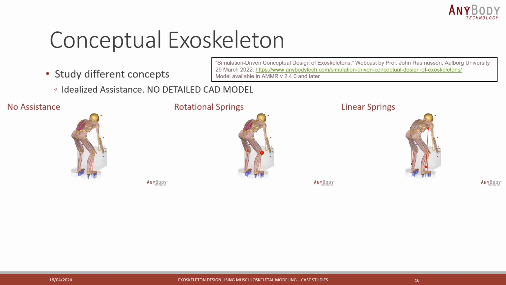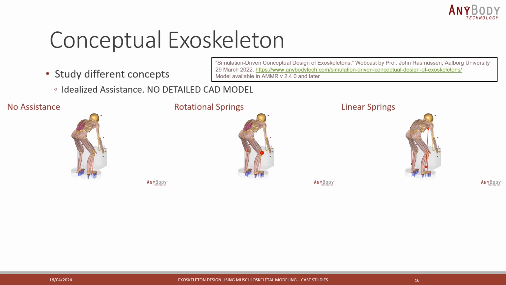After defining the target load, you can explore different concepts, and by that I mean looking at idealized assistance, so you don't have to create any detailed CAD models. For example, in this slide there are three cases. On the left, there is no assistance. In the middle, there are rotational springs that help at the knee joint. On the right, there are linear springs that connect the shank and the thorax of the subject.